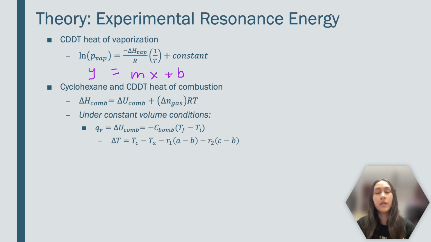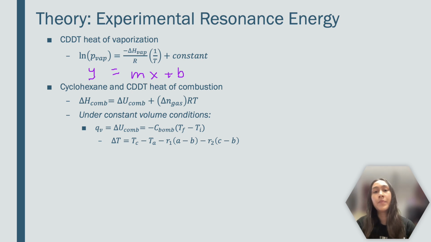The definition of heat of combustion is the change of internal energy of combustion plus the change in the number of moles times RT, where R is the gas constant and T is the temperature. Under constant volume conditions, which is used in bomb calorimetry, the change in internal energy of combustion is equal to the heat of the reaction, which is Q. Q is equal to negative C bomb times delta T, where C bomb is the heat capacity of the calorimeter and T is temperature.